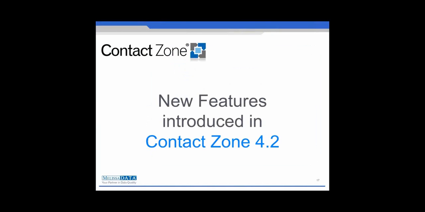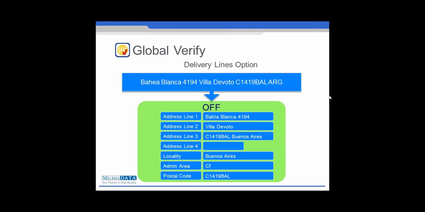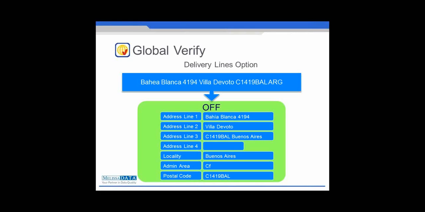So let's jump into the new features introduced in Contact Zone 4.2 for this quarter. First, we have added the mail.dat capability to the pre-sort component. Now this component has the additional fields and will generate the digital formats required to upload to the USPS to qualify for those postal discounts. Next, in our Global Verify component, we have a delivery lines option.